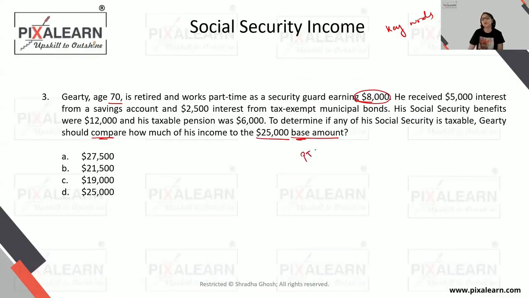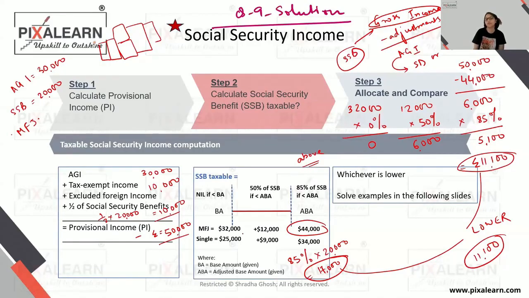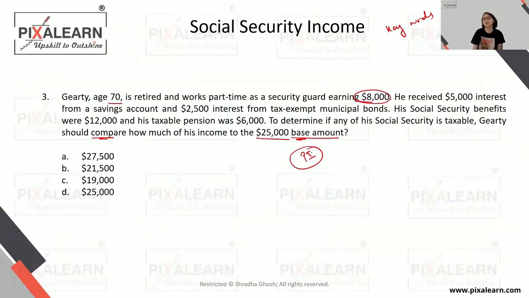No, they're asking you to determine the provisional income figure, isn't it? Because what they're trying to ask you is how much of that income you would be comparing with the base figure of 25,000. So single base figure is 25,000. They're asking you how much of his income you would have to compare with the base figure to determine how much of the social security income is going to be taxable. Now it's easy. We need to calculate what's the provisional income figure.